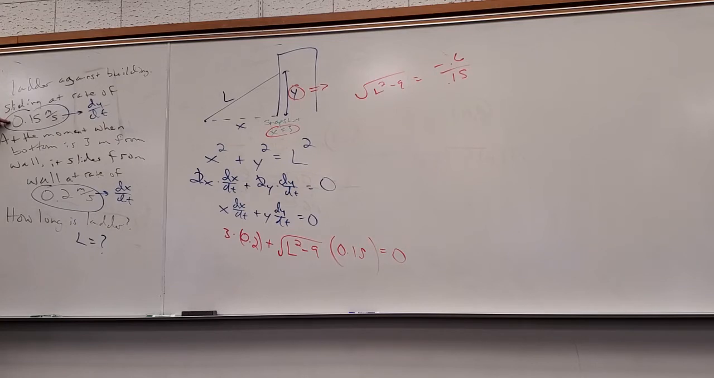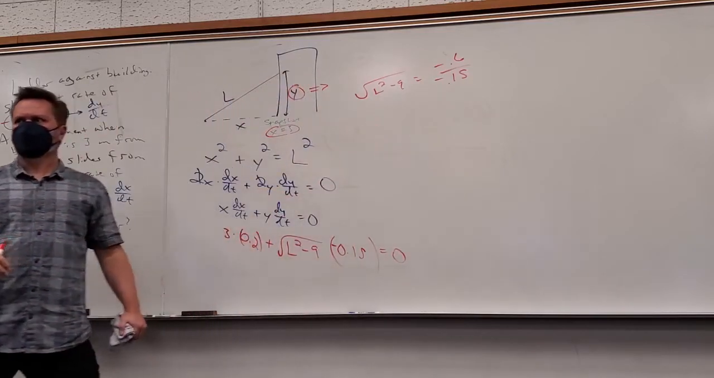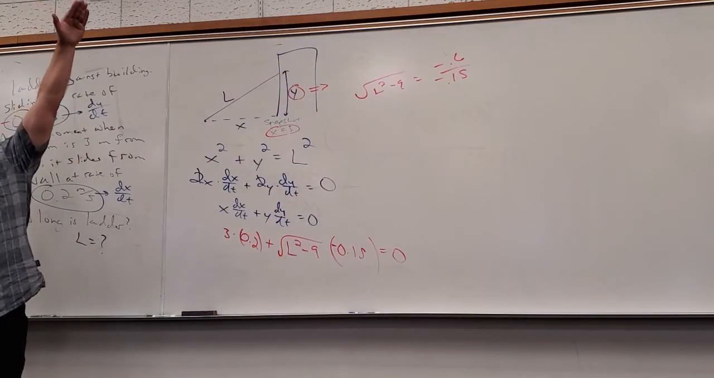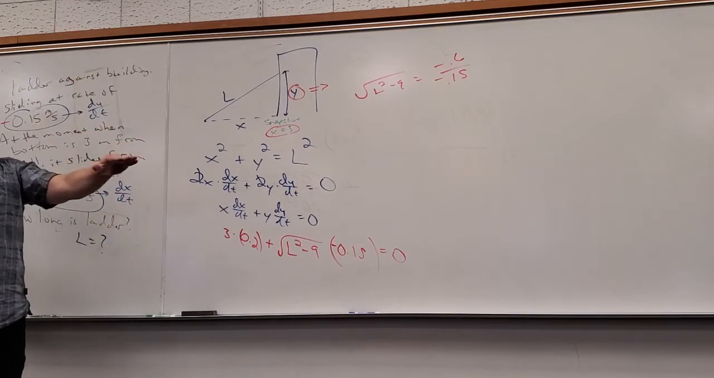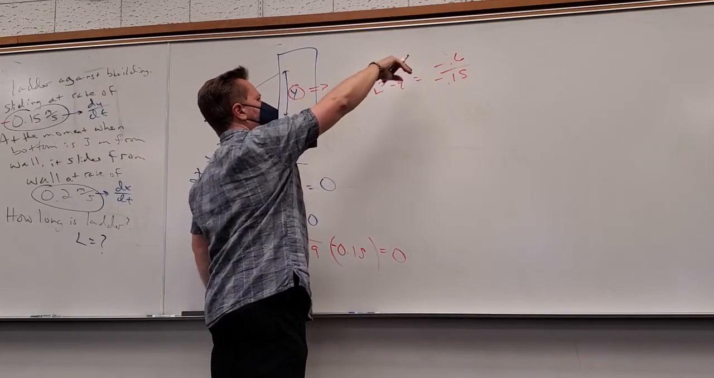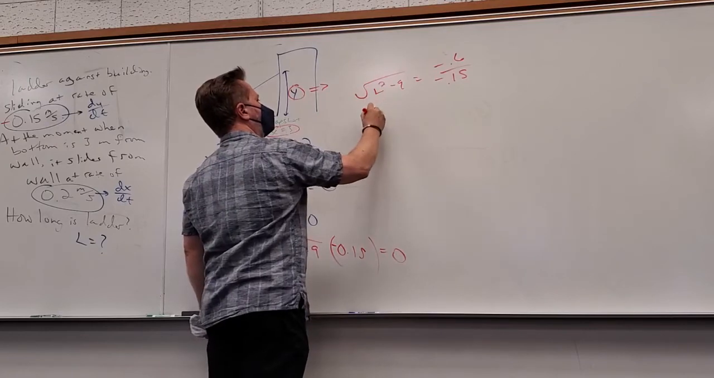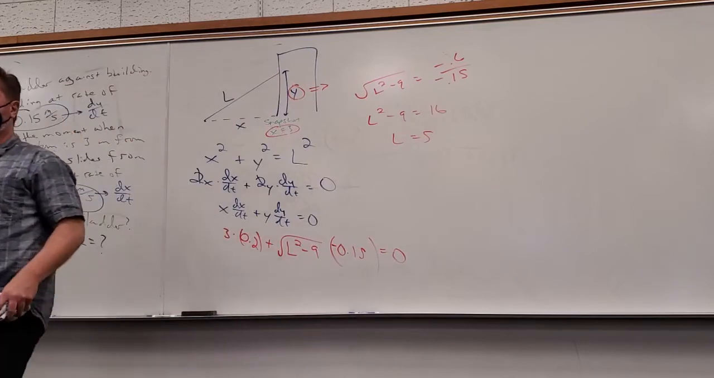dy dt, is that increasing or decreasing? Decreasing, so this should really be negative. As you let time go by, that height on the building is getting smaller and smaller, correct? So the derivative should be negative. 0.6 over 0.15 is 4, is that right? Yeah. So you get L squared minus 9 equals 16, L equals 5. Crazy, 5 foot ladder.